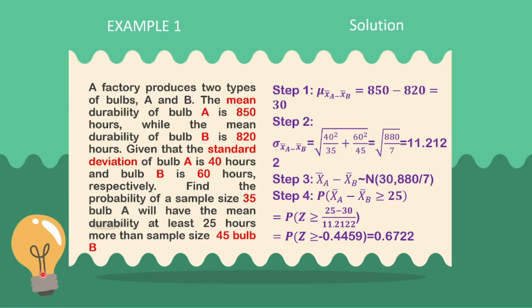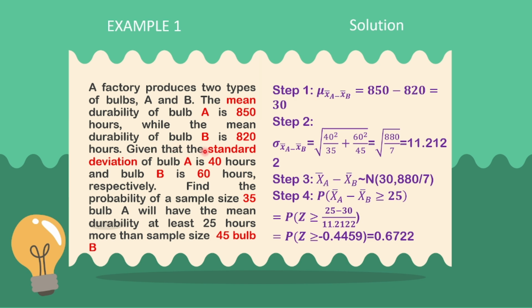Example 1. A factory produces two types of bulbs, A and B. The mean durability of bulb A is 850 hours, so mu1 is 850, while the mean durability of bulb B is 820 hours, so mu2 is 820. Step 1, find the mean of the difference between sample mean A and sample mean B, which is 850 minus 820, which is 30.